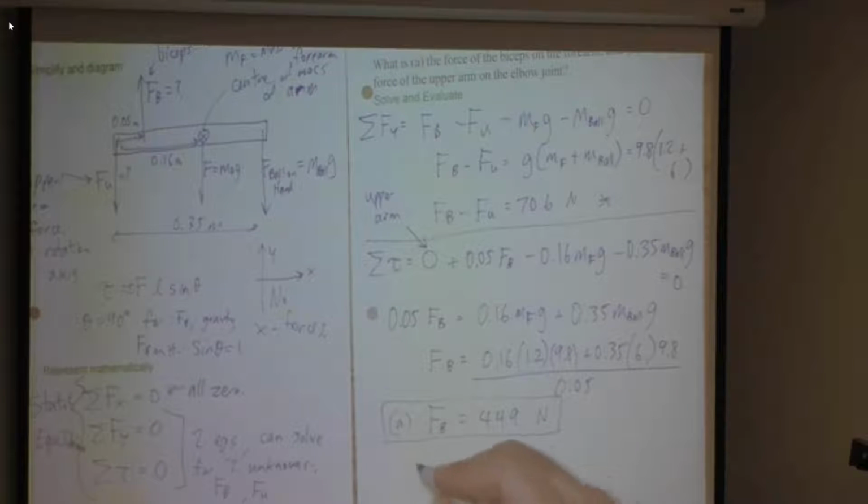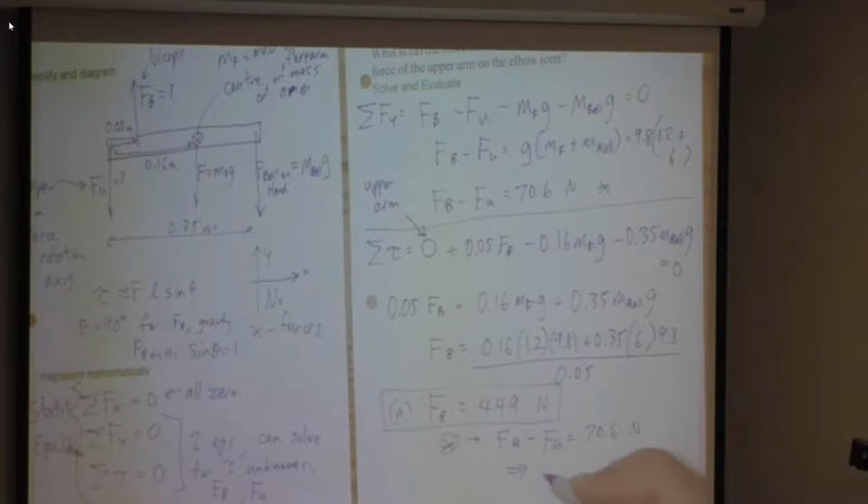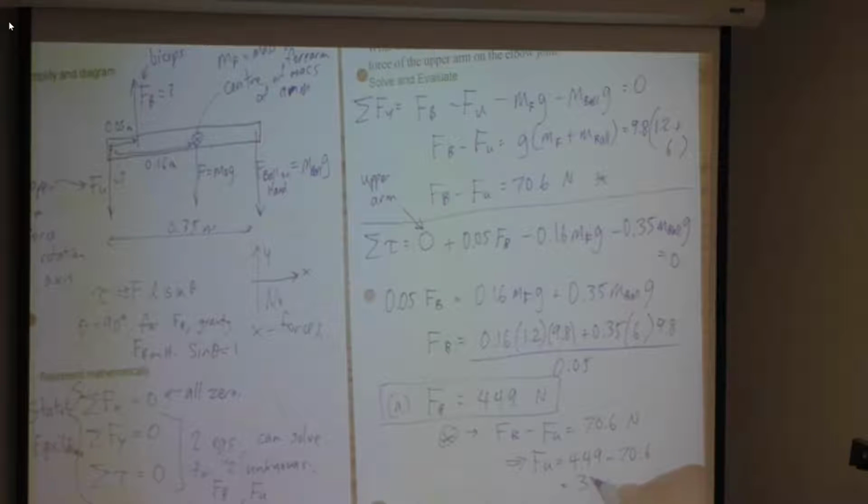And then for B, from this star equation, you've got F sub B minus F sub U is equal to 70.6 newtons. So F sub U is equal to 449 minus 70.6. I got that it's equal to 379 newtons.